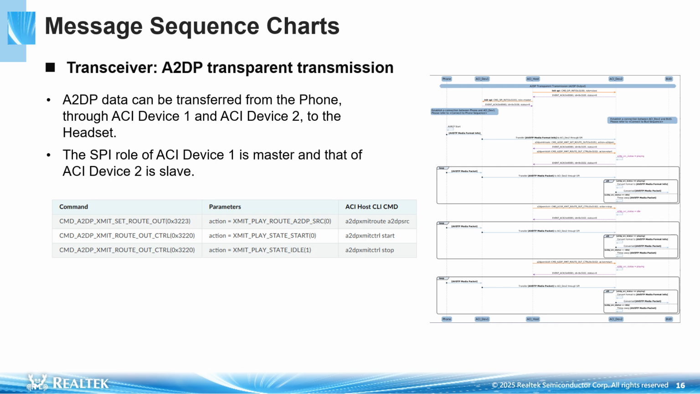SPI recommended connection: P0_0, SPI SCK; P1_0, SPI MOSI; P0_1, SPI MISO; P1_1, SPI CS; P2_1, PIN GPIO; and GND of ACI device 1 and ACI device 2. Developers can connect according to the pin settings in board.h. The play route of device 2 should be configured to A2DP source through CMD A2DP XMIT set route out. The ACI host sends CMD A2DP XMIT route out control with status param to ACI device 2 to start or stop processing and sending data to headset.